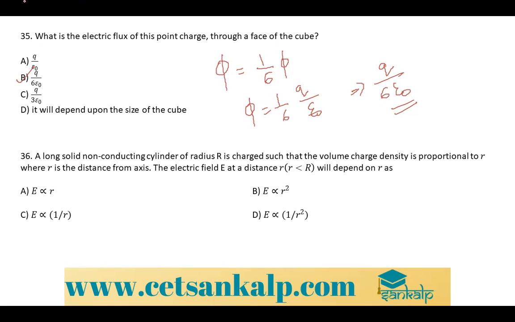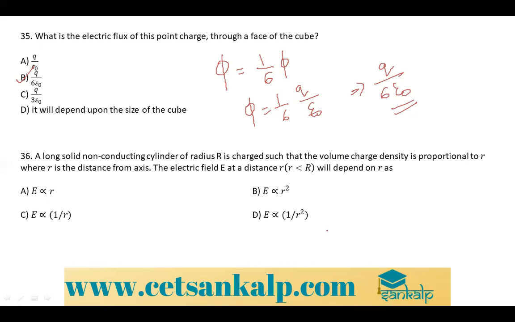Okay. A long, solid, non-conducting cylinder of radius R is charged such that the volume charge density is proportional to r, where r is the distance from the axis. The electric field E at a distance r will depend on r as?